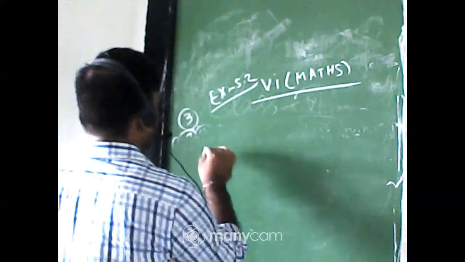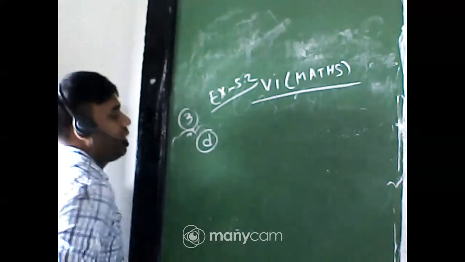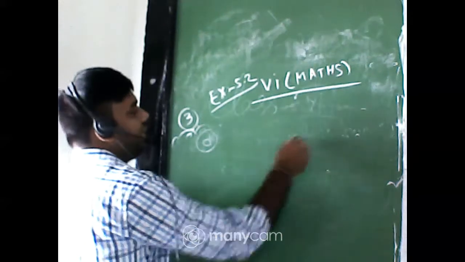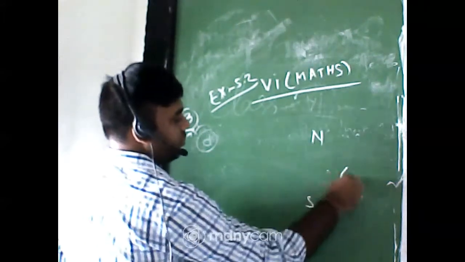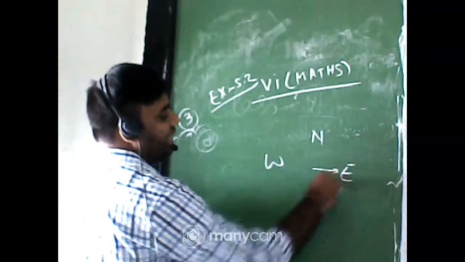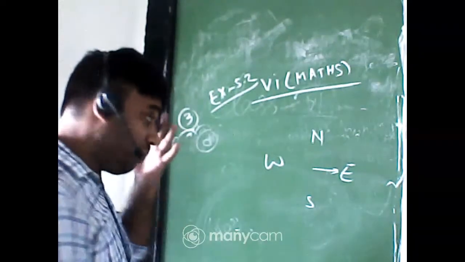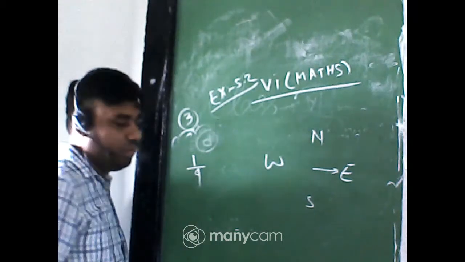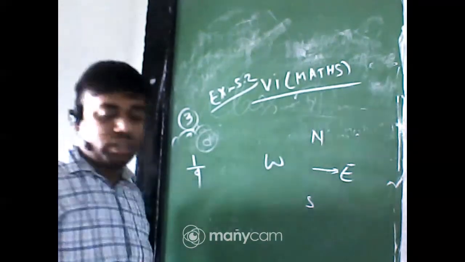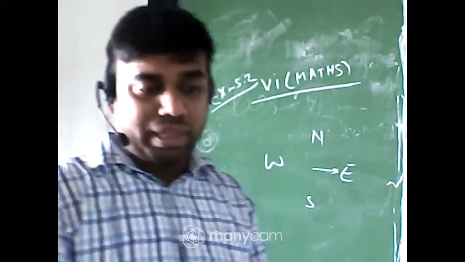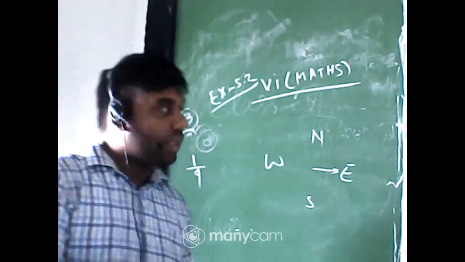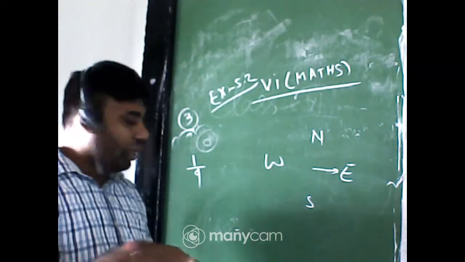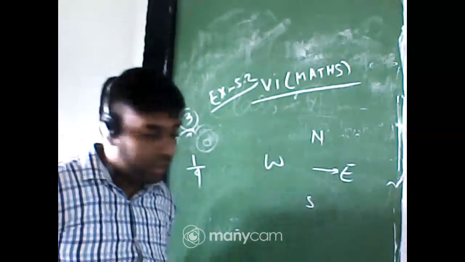Next question, not part D, that is from my side. Initially at east and make 1/4 revolution anti-clockwise. It makes a revolution in the anti-clockwise direction. That is 1/4.